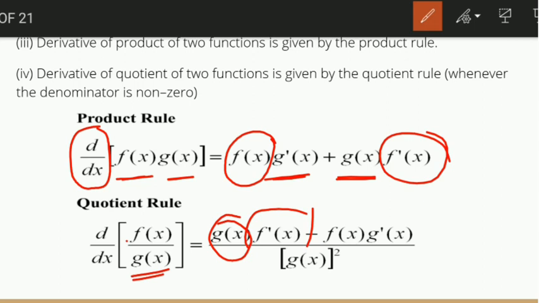You are subtracting, whereas in the case of the product rule you are adding. Here you are subtracting, and the next term is, first you write the numerator and find the derivative of the denominator, and you divide it by the denominator square. This can be a bit confusing, but once you learn it properly, it will be quite simple.